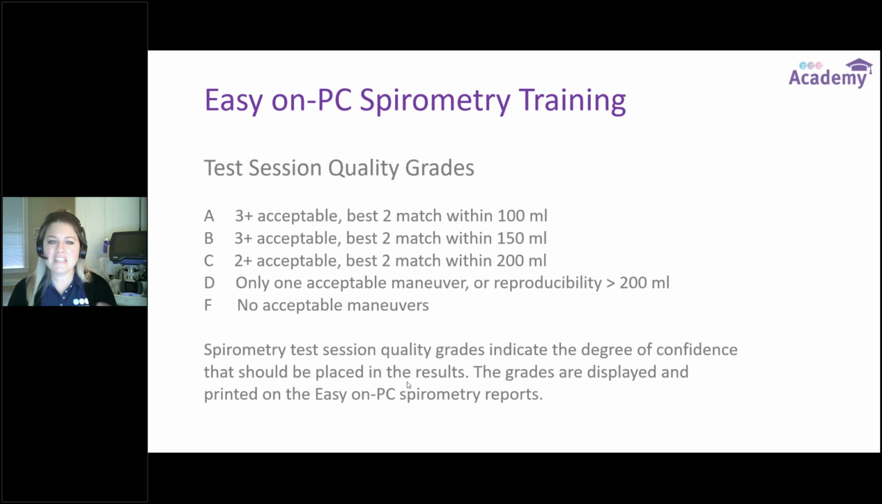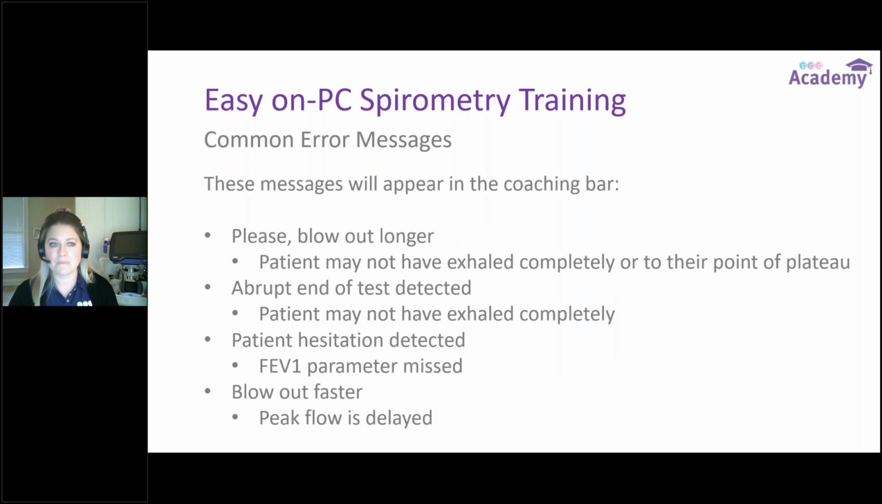All right, here's a little bit more of a breakdown of where those session quality grades come from. I will not read this entire paragraph to you, but that A or B just means that we have 3 or more acceptable tests, with the best 2 being within a very tight margin, either 100 or 150 mLs of one another for an A or B. Spirometry test session quality grades can indicate the degree of confidence that you and your providers can have in these test results. These grades are displayed and printed on our EasyOne PC spirometry reports. So it's something you can see right there underneath the test.